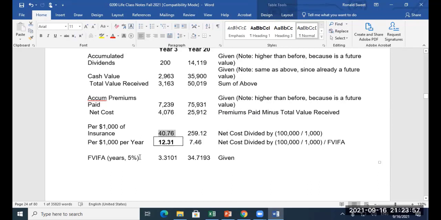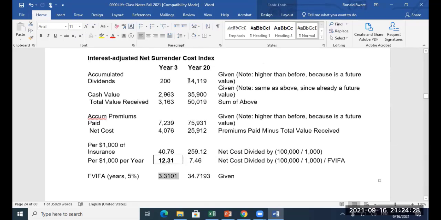Now we want to bring it to the present value, but we can't just divide by 3, can we? So now we divide it by the future value interest factor annuity for 5 years. So we want to divide that 40.76 by that future value factor so that we can get it on essentially an annual basis adjusted for our interest rates. And that's $12.31. And I actually think that's a really good number for comparing policies.